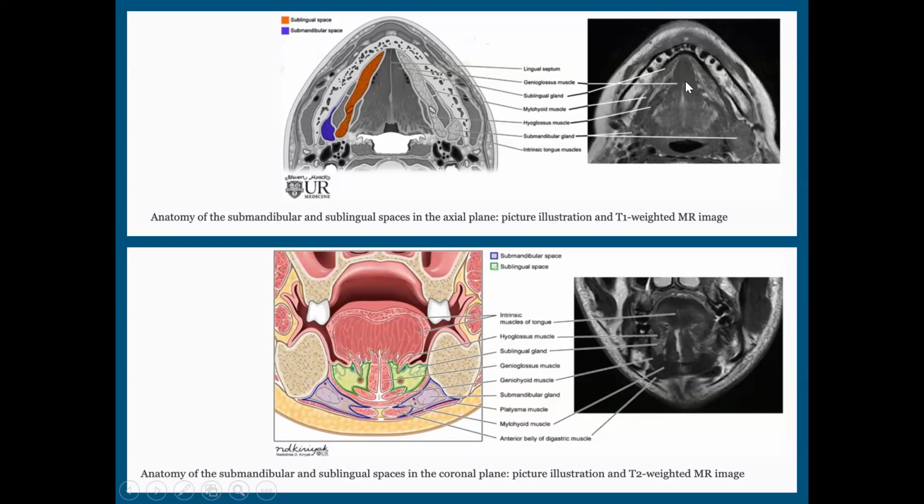Corresponding MR images, the midline raphe, genioglossus on either side. And that's the region of sublingual gland out here. And these are the regions of submandibular.